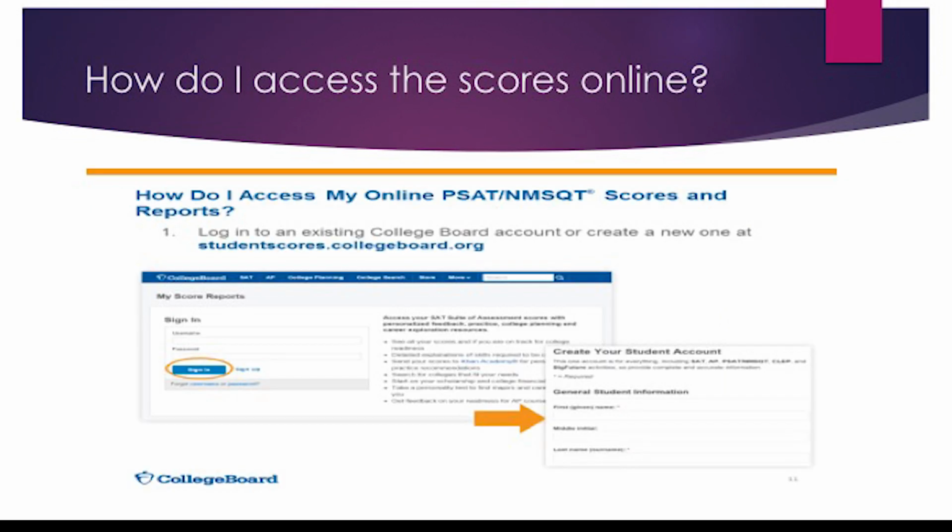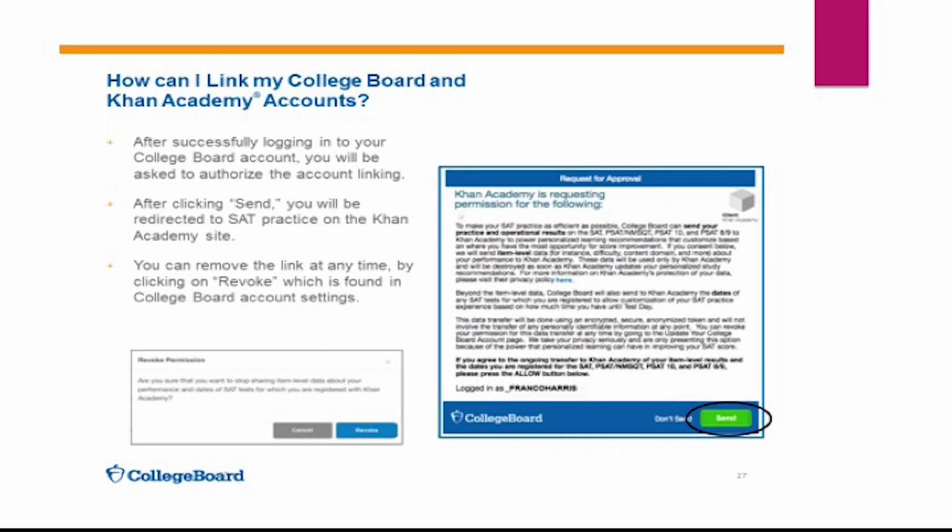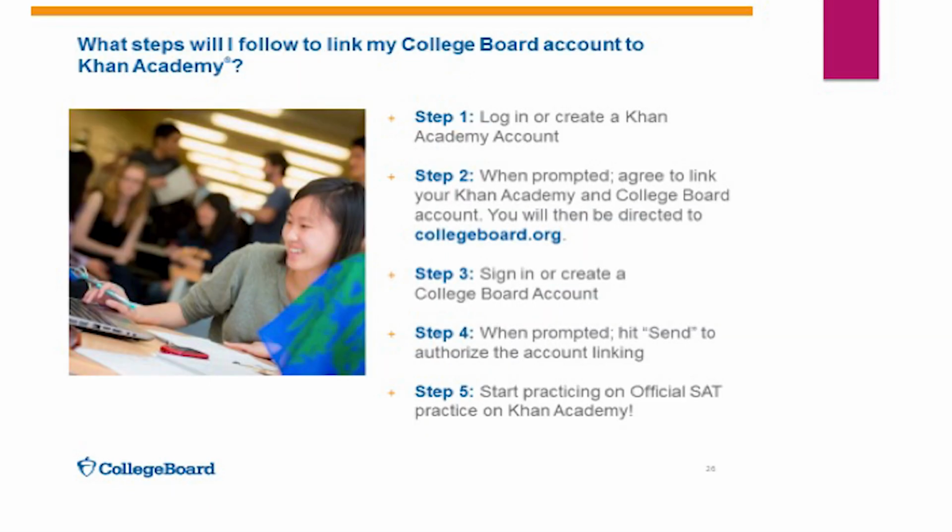How do you access these scores? To access your scores, you need to go to College Board and log into your account. If you don't have an account, you will need to create one at that time. Once in your College Board account, you will be asked to authorize College Board to link accounts with Khan Academy. Once you click Send, you will be redirected to the SAT practice on Khan Academy's site. If you change your mind at any time, you can revoke the link by clicking Revoke. Here are the steps to link your accounts.